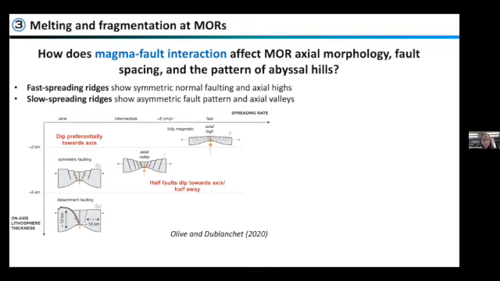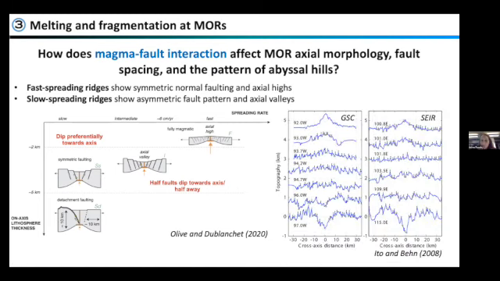And there seem to be some systematics about mid-ocean ridges. Fast-spreading ridges show symmetric normal faulting and axial highs, and slow-spreading ridges show asymmetric fault patterns and axial lows. For example, this study by Olive and Dublanchet in 2020 shows the schematic of these observations. Most interesting is that there is a lot of variability for slow and ultra-slow spreading ridges, and in particular, understanding how detachment faulting happens has been an area of active research.